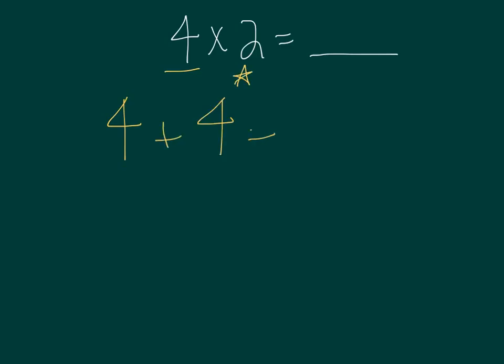Check it with the next method. So the problem was 4 times 2. So then repeated additions means that we add 4 together 2 times. So 4 plus 4, and of course it equals 8, which is what we got on the last slide.